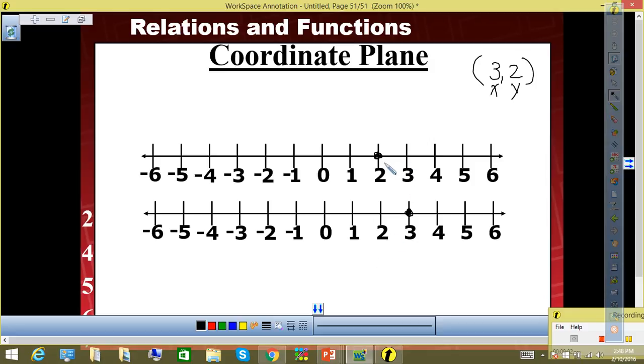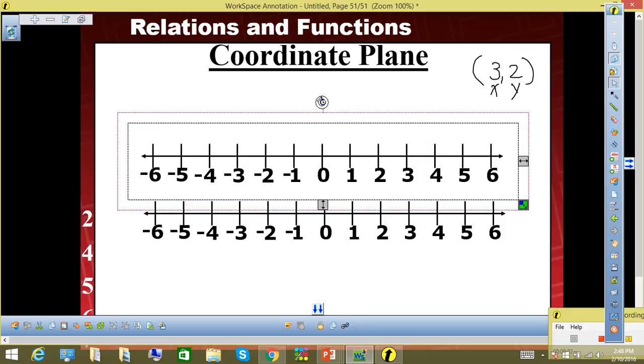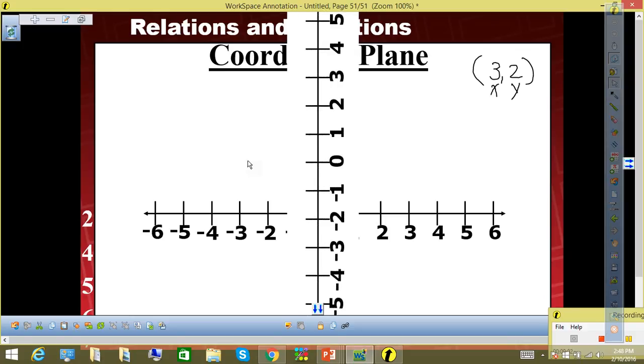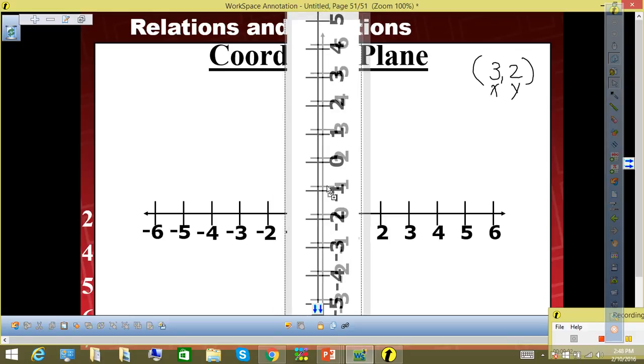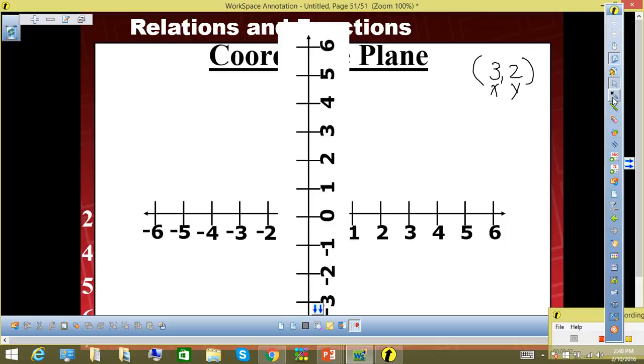But that's confusing. Therefore, a mathematician said, okay, the first number that we introduced was x. Let's do a second line, and that line will be for y. And check this out. All we have to do is turn it like this. And that's how they came up with a coordinate plane. Now this one is X, and now this one is Y. Everybody see that? Yeah.